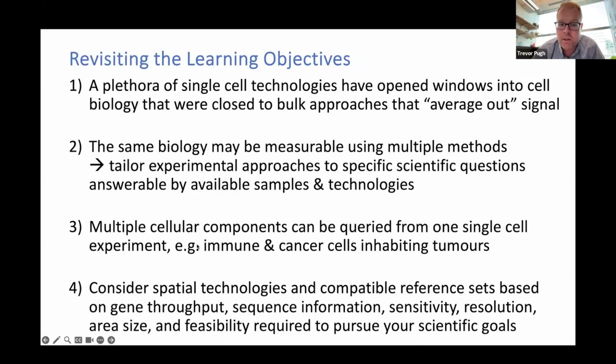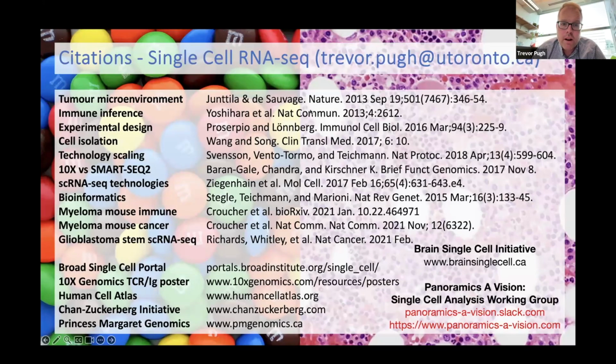Multiple cellular components can be queried from a sample, so you can look at both immune and cancer cells. In my lab, at least, we've biased towards sequencing everything rather than trying to pick out a specific cell population of interest, because we have interest in both cancer immunology and cancer cells. And then consider spatial technologies. It's really undergoing sort of a renaissance right now, but really understand those technical details of how your sample's collected, how you selected for cells, are you selecting for transcripts, and then use that understanding to sculpt your computational approaches as well. So I've shown a lot of references throughout this talk.